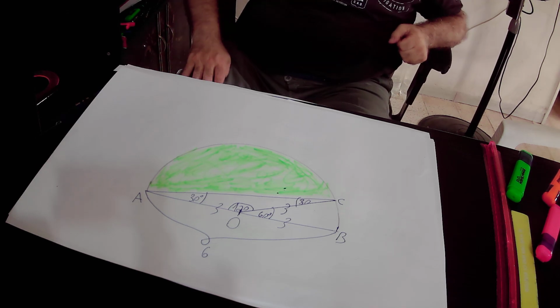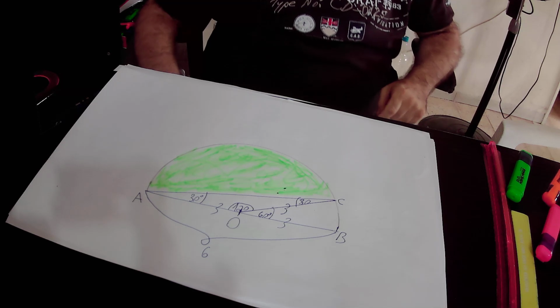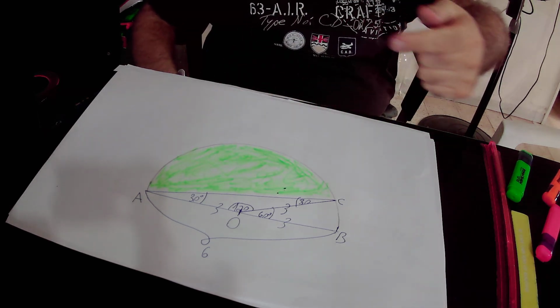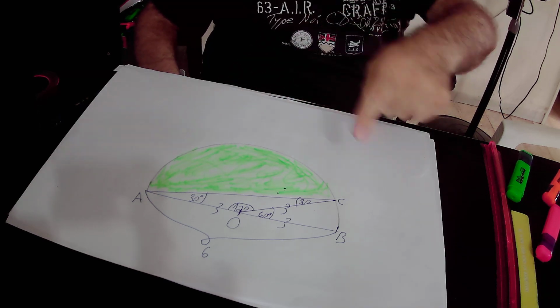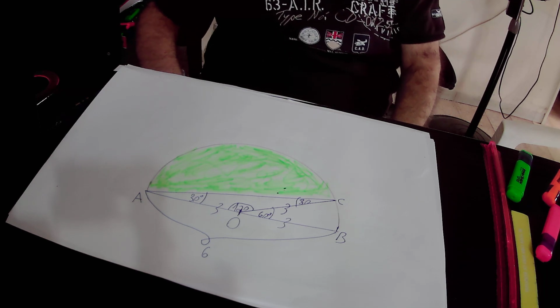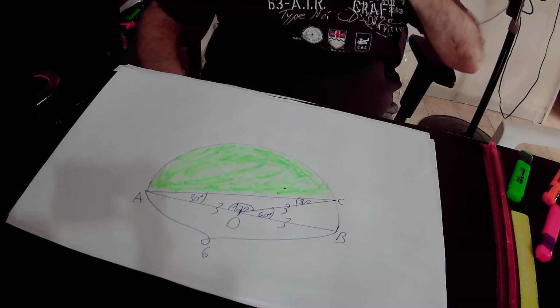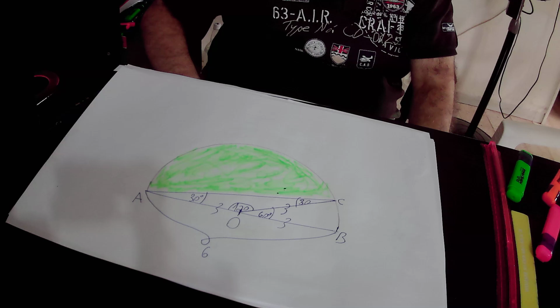In the drawing we have a semicircle. We know that angle BAC equals 30 degrees. We know that AB equals 6 units. AB is the diameter of the semicircle. It is equal to 6 units. And we have to find the area of the shaded shape. So we define the center of this semicircle as O.